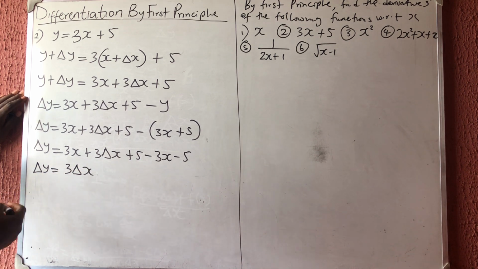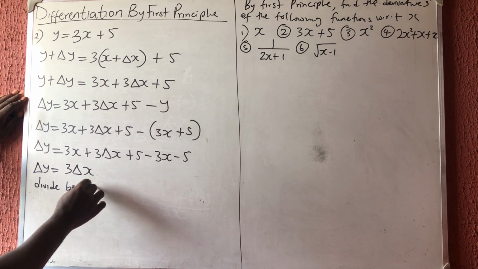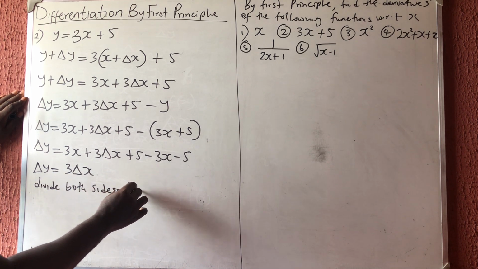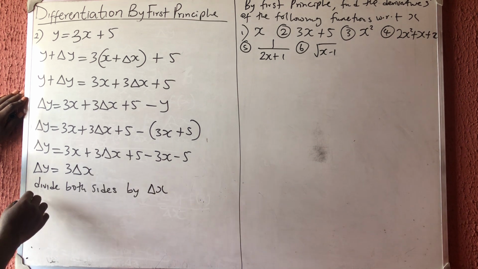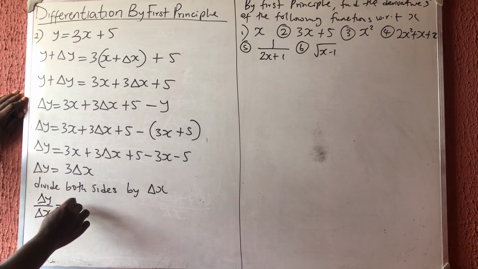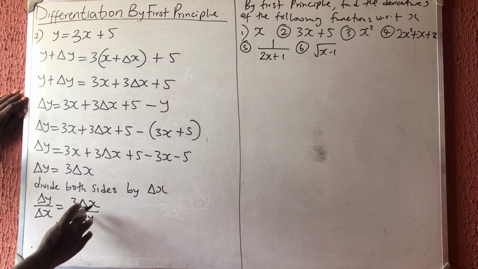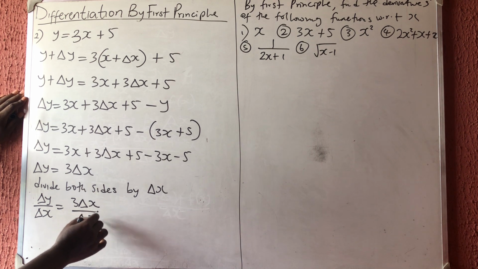So divide both sides by change in x. So I'm going to have that change in y over change in x is equal to what? 3 change in x over change in x. So if change in x cancels change in x, I'm left with what?